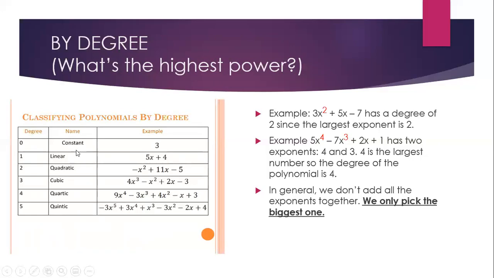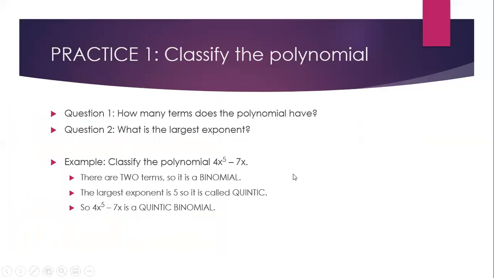This is a chart that goes through and says if it's first degree, it's linear. If it's second degree, it's quadratic. If it's third degree, it's cubic. Fourth and fifth, and so on and so forth. We'll do an example. Question 1: How many terms does the polynomial have? Question number 2: What is the largest exponent, i.e., what is the degree?